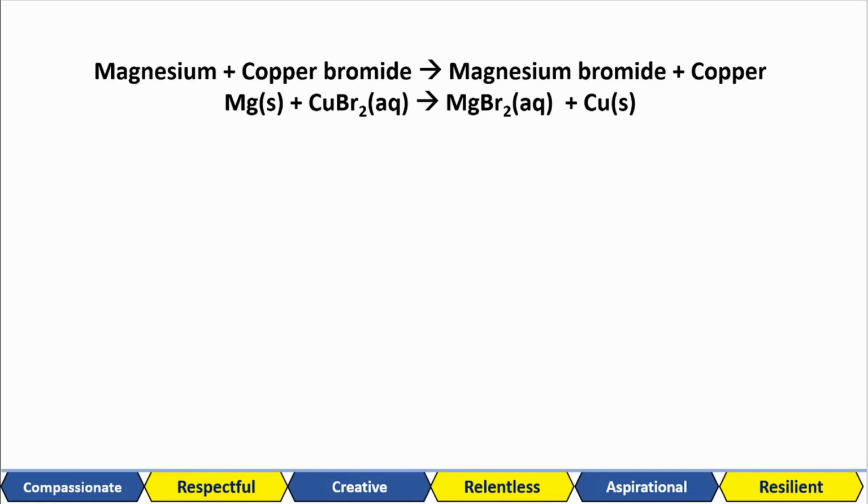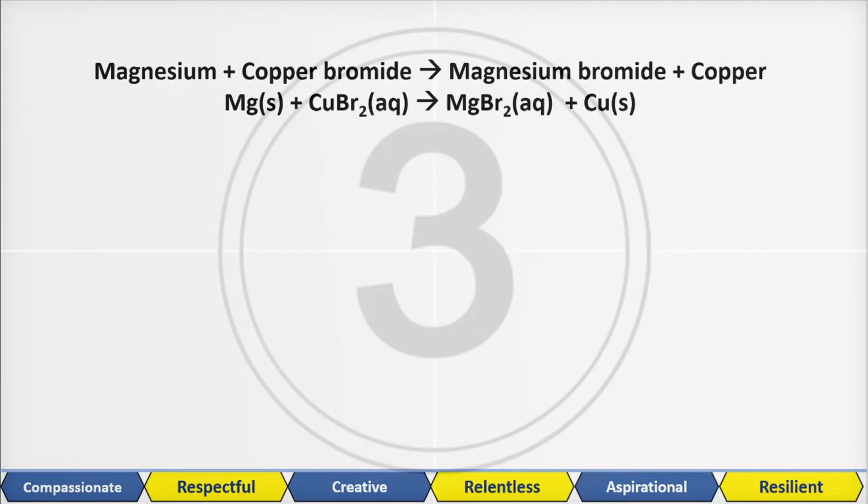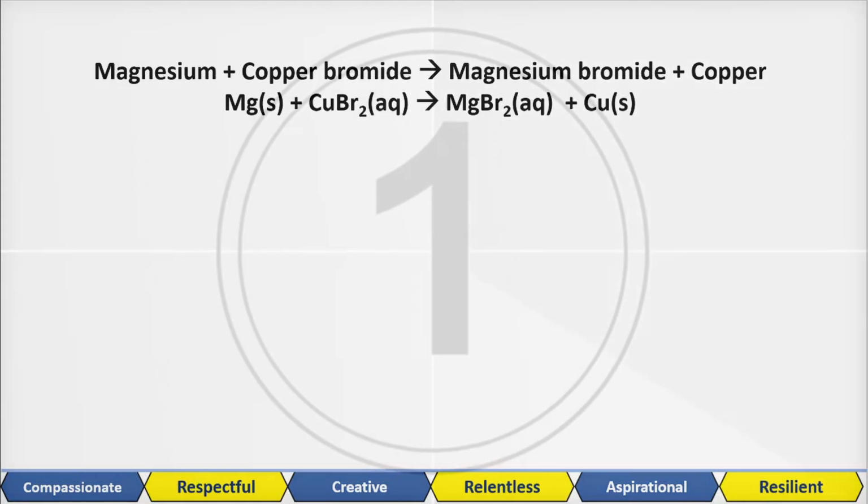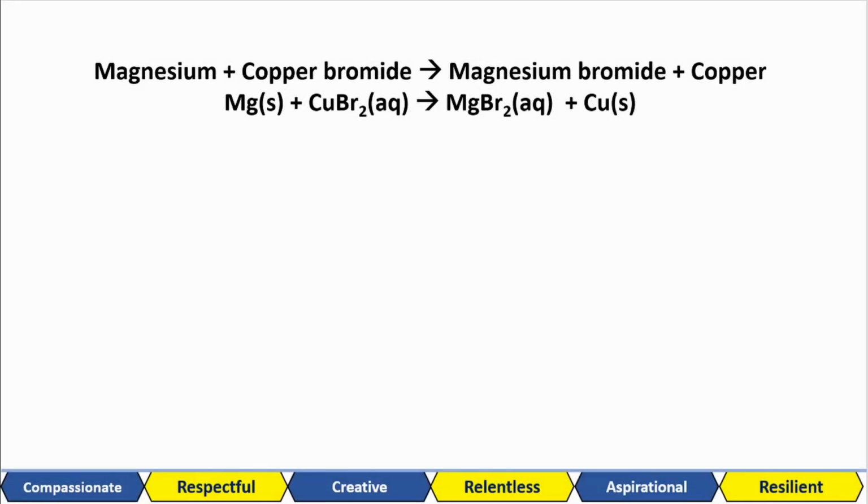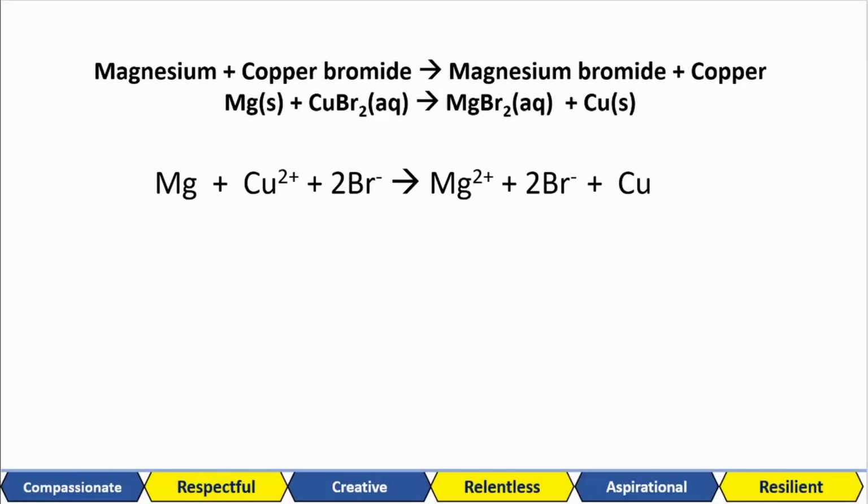Now, based on everything we've done so far, try and complete the ionic equation and the half equations for this reaction over here. First, we split the aqueous compounds. We get rid of our spectator ions. And we are left with our ionic equation.